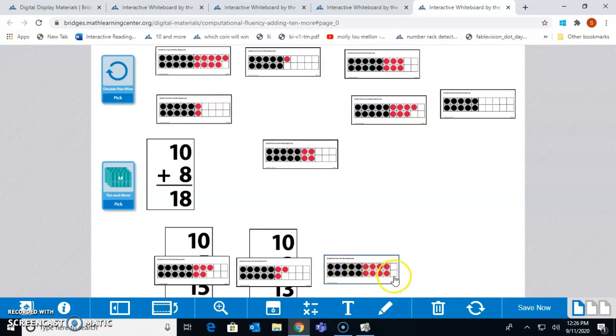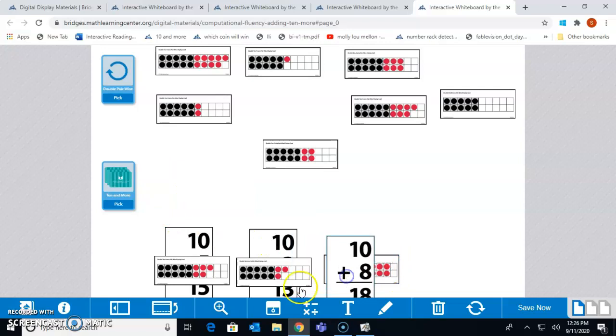I have 10 and 8 more. And I can see that I could count back. I know 10 and 10 is 20. So if I take 2 away, I do have 18. Let's do another one. Ooh, 10 and 7. 10 plus 7 is 17. Do you see it? Point to it. Nice. Did you pick this one? Did you see that there's 10 and 7 dots more? Good job.